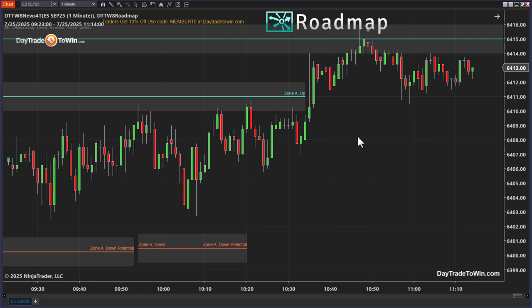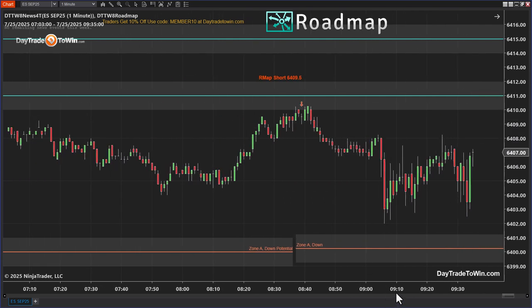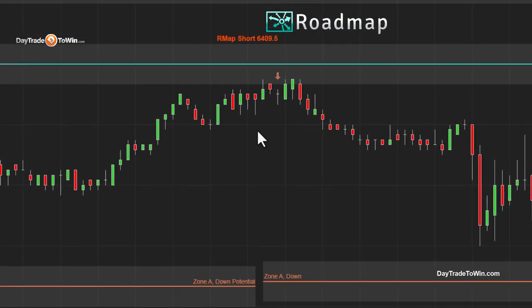and now I added the roadmap zones and the actual text and markers to the chart. Okay, so I'm going to start off here earlier in the day. If you're trading pre-market, so this is today, this is live, this is giving you a short opportunity, roadmap short 64.0950. Now the reason why this happened is because the market is trading, landed inside the zone, stopped, did not go through it, and then it's coming off of it.